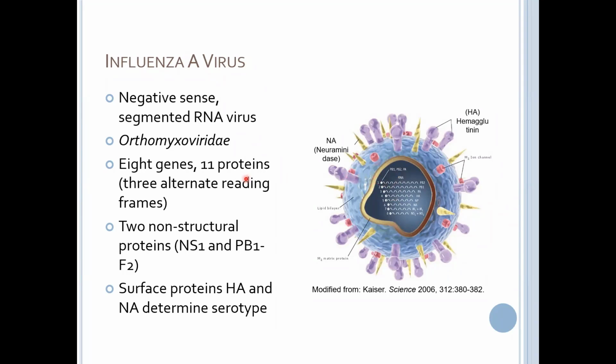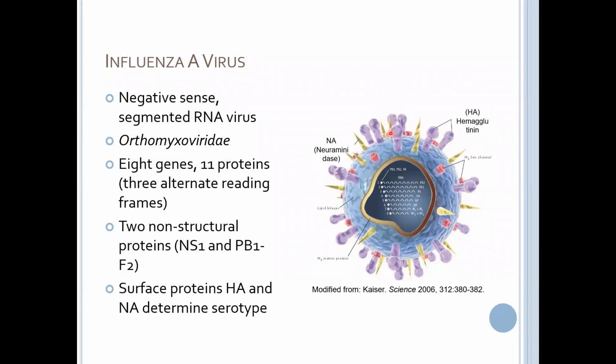And so the way you get 11 proteins off of 8 gene segments is that there are alternate reading frames that encode multiple proteins. There are 2 non-structural proteins, meaning that those proteins are not part of the virus that gets packaged and sent outside the cell. They're only made inside an infected cell to facilitate the infection, NS1 and PB1-F2.